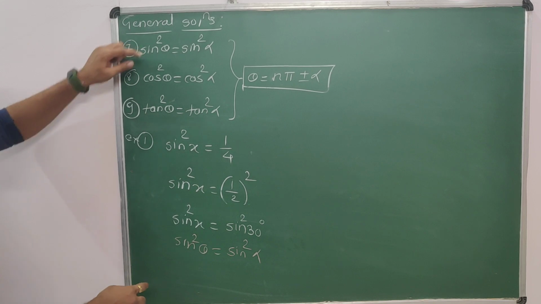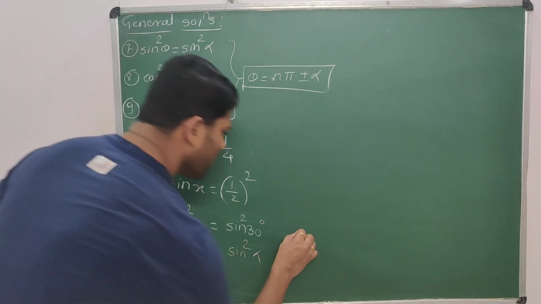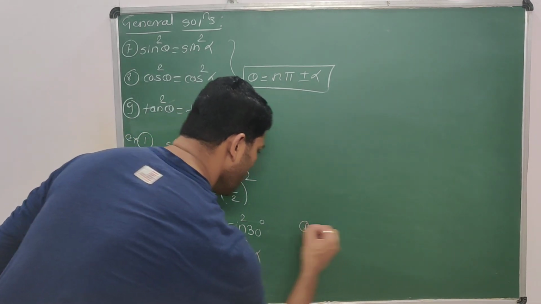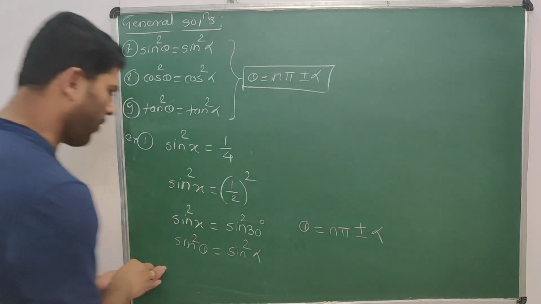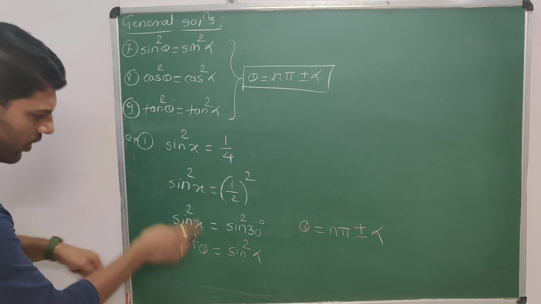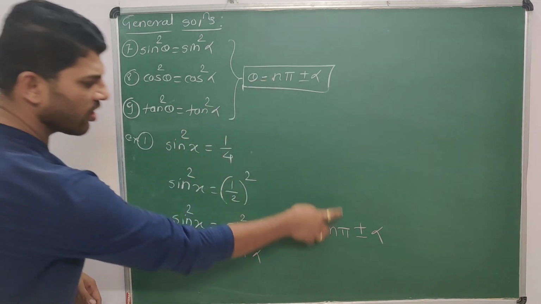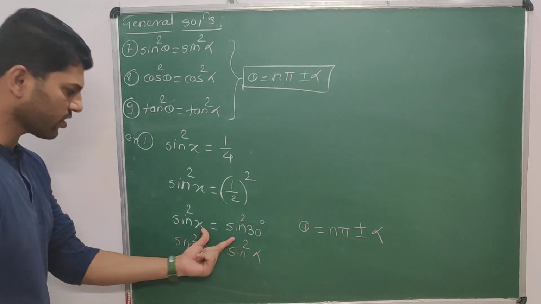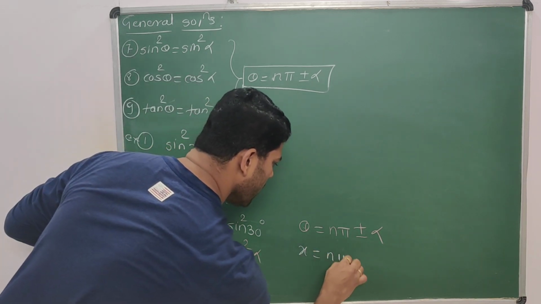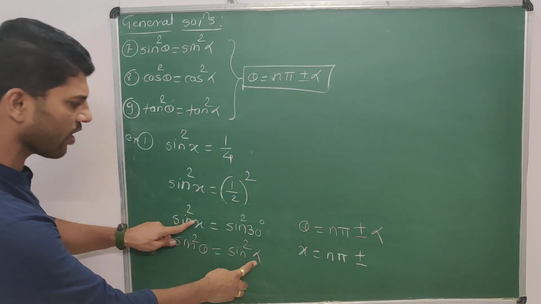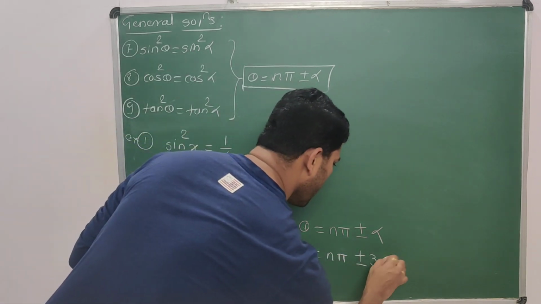So what is theta here? What is the general solution? The general solution is theta equal to n pi plus minus alpha. So friends, just compare these two structures. This is the general solution in this kind of structures. What is theta here? Theta is x, n pi plus minus. What is alpha? Alpha is 30 degree.